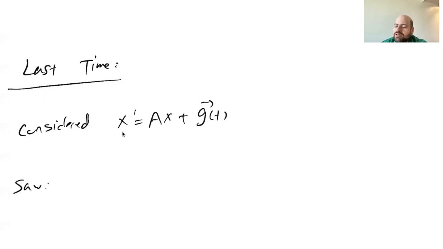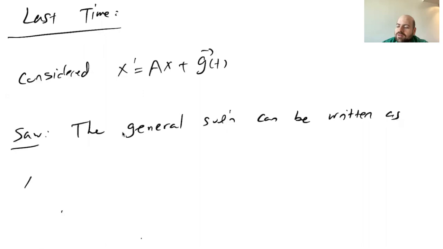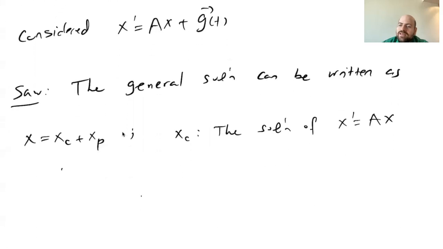And we saw that the general solution can be written as x equals xc plus xp, where xc was the general solution of x prime equals ax. Xp was a particular solution for this system of ODEs.